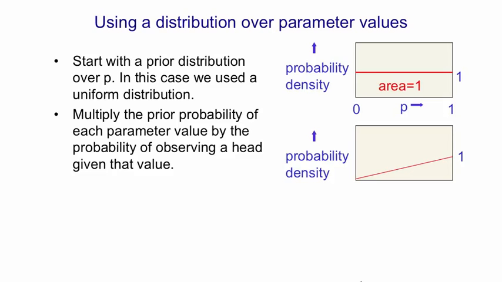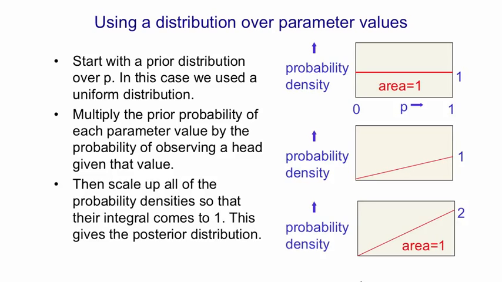So we take that red line, that's our prior, and we multiply each point on that by the probability of observing a head according to that hypothesis, and now we get the sloping line. That's our unnormalized posterior. It's unnormalized because the area under that line doesn't add up to 1. And of course, for a probability distribution, the probabilities of all the alternative events have to add to 1.